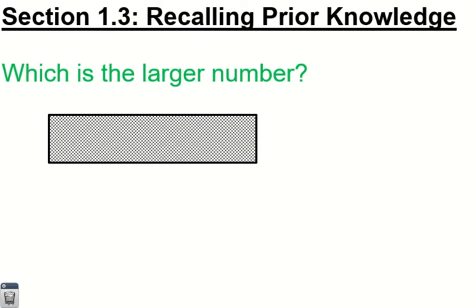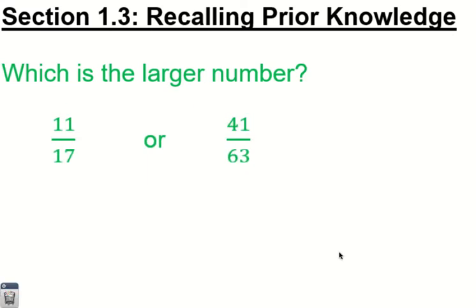Okay, section 1.3, recalling prior knowledge. So this is another section which should be pretty much 100% review, or at least the topic is something you should have looked at earlier, like in middle school maybe. And what we're going to be basically doing is a couple different things. The first thing is going to be talking about converting decimals and fractions back and forth, but that might be a little bit of a spoiler, but here we go.